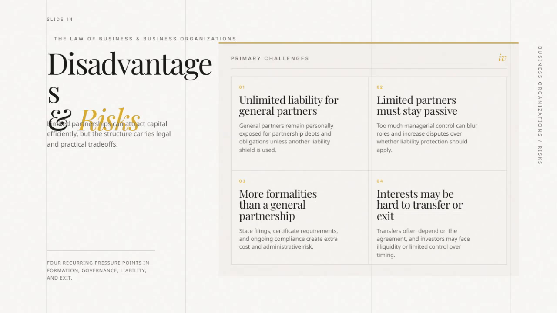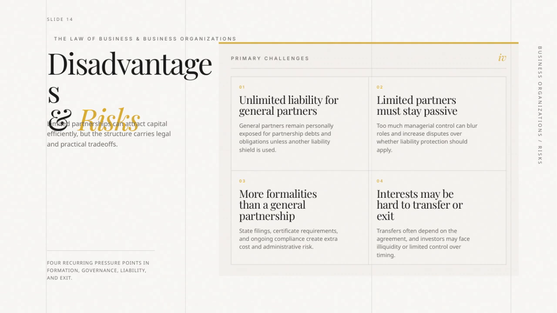Let's dive into some of the key disadvantages and risks associated with limited partnerships. While they can be great for attracting capital efficiently, there are important trade-offs to keep in mind. First, unlimited liability is a significant concern for general partners. This means they remain personally responsible for partnership debts and obligations, unless there's some other form of liability protection in place. Second, limited partners must remain passive.